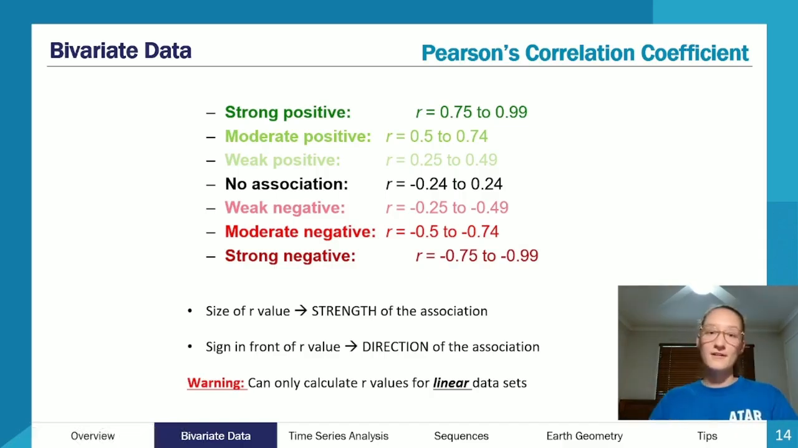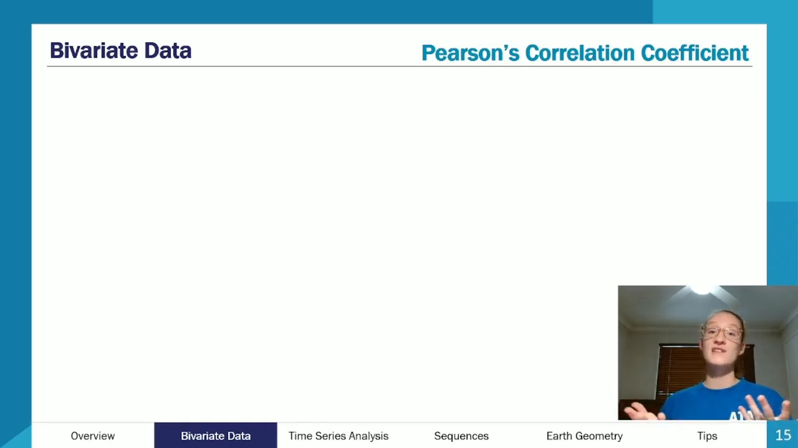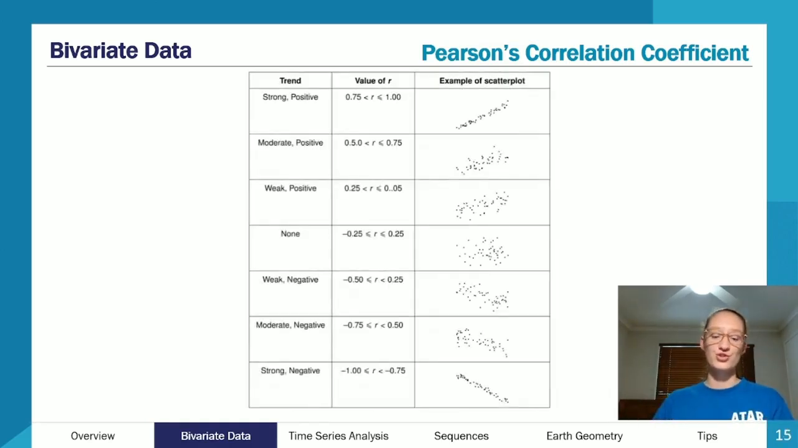And again, just to further flag that warning, we can only calculate R values for linear data sets. Because if it's a non-linear data set, for example a parabola or an exponential curve, then the R value isn't helpful, because Pearson's correlation coefficients are only for linear data, which is why it's important to do a residual plot if you're unsure.